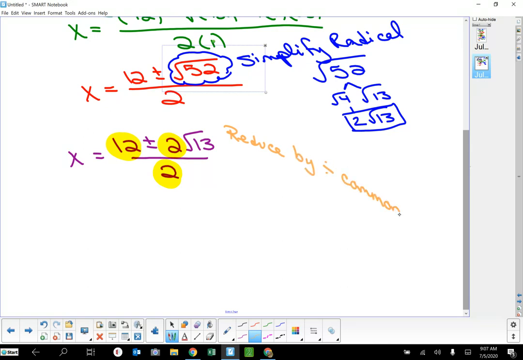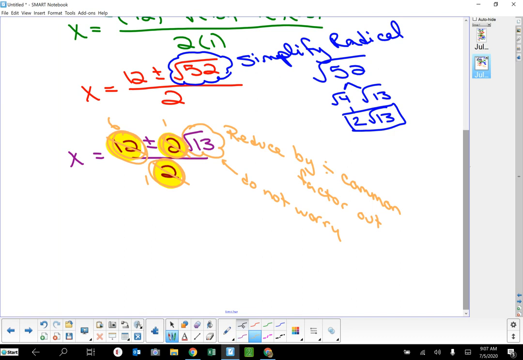Common factor. You don't care about what's in the radical. This you don't need to worry about. Okay, but every single number that is in here needs to be divisible by the same value. If one is not divisible, you can't reduce any of it. So we're going to divide these by 2. So the 12 is going to become a 6. This 2 will become a 1. This 2 will become a 1.